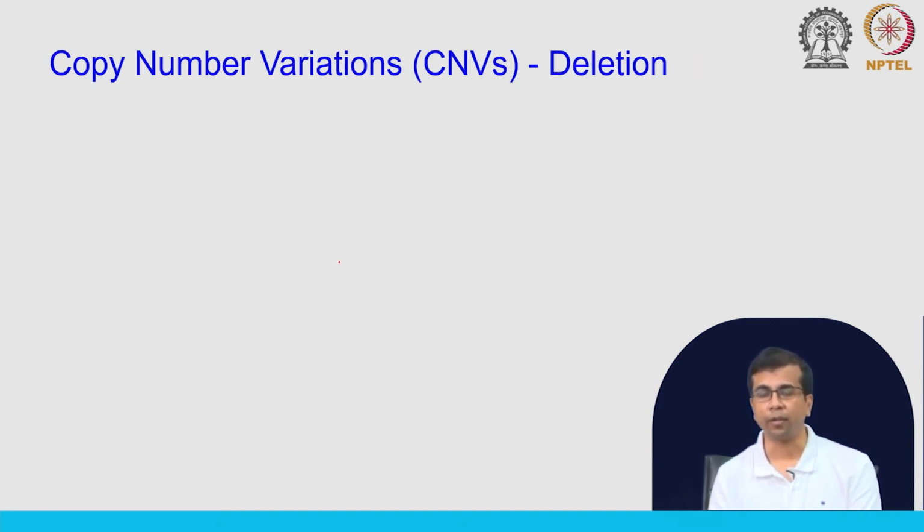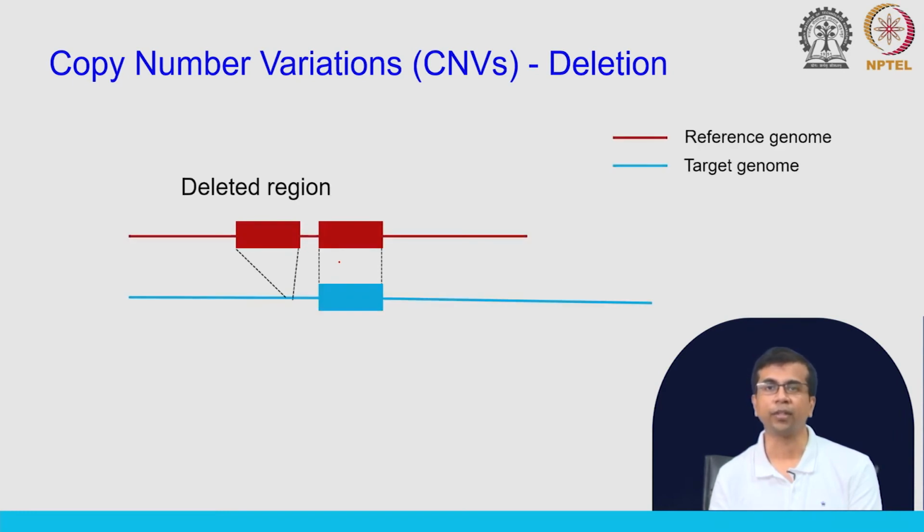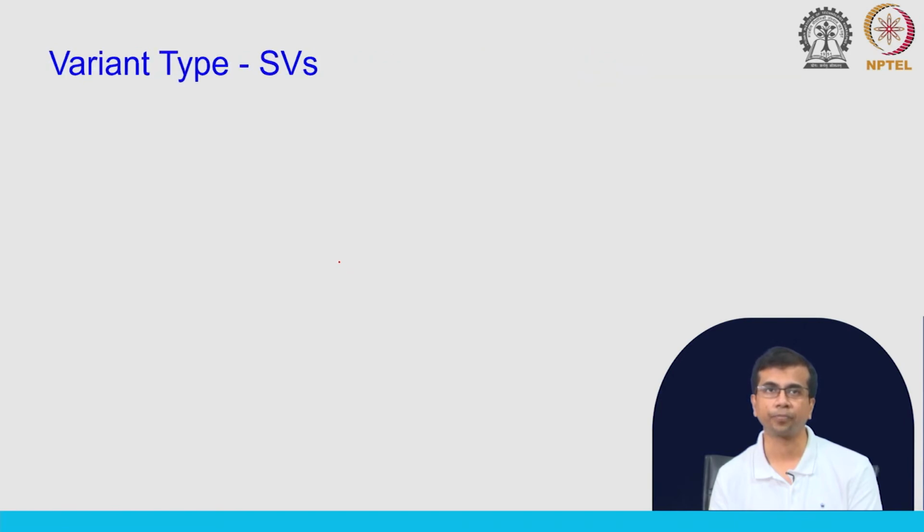Deletion you can probably guess, right. So, let us imagine you had these two regions, two copies of the same gene that was present in the reference genome, but one copy is missing in the target genome, right. So, this actually is deleted, one copy is deleted. So, you are left with just one copy in the target genome. Okay. So, this is what we call deletion. Again, this can happen for a single gene, or it could be multiple segments that are deleted.